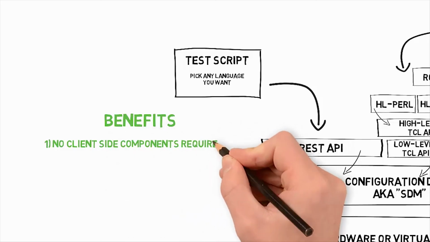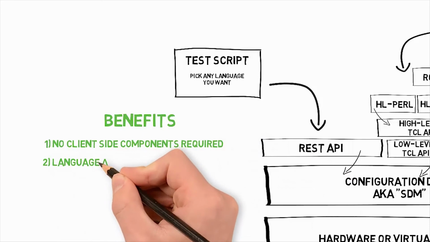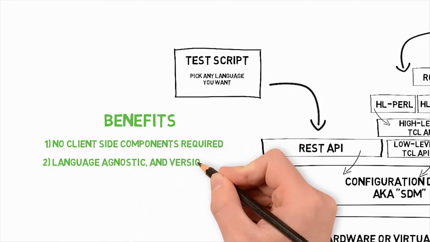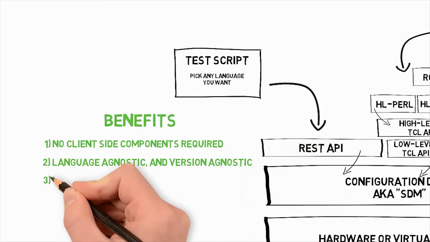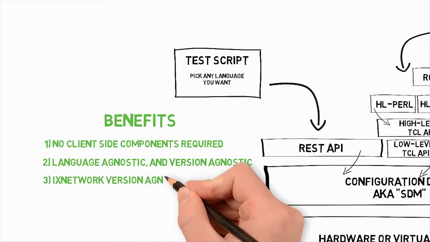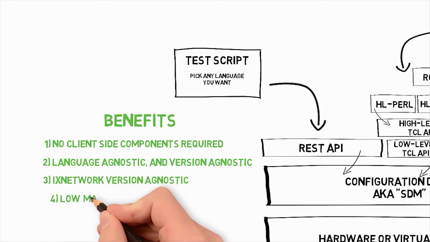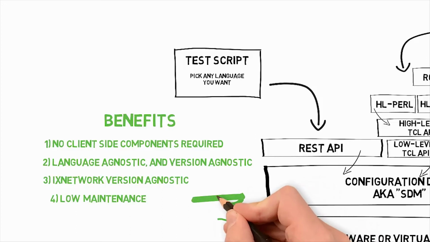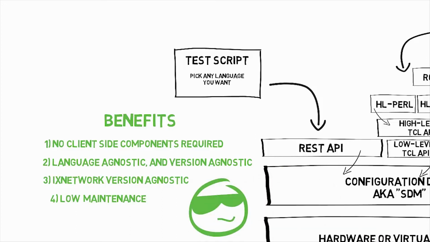Using the REST API means there are no test tool-specific components required on the client machine running the test. It also means that the version of the language chosen is flexible and can be a mix across the test stations running the tests. And best of all, the script is able to run against different versions of IxNetwork without modification. As long as the test uses capabilities found in a specific version of IxNetwork, the test will run successfully. And all this means that you have a lower maintenance automation environment.